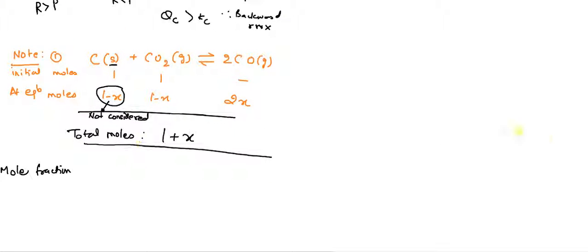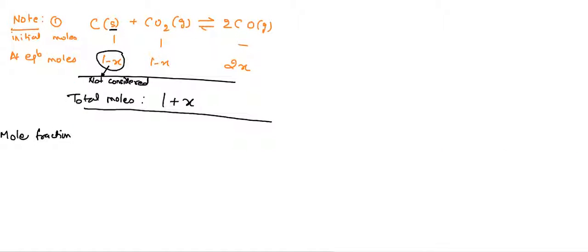Let's understand the mole fraction concept. For mole fraction, this is again remaining 0 for the solid. This is going to be 1 minus x upon total. Obviously, what is mole fraction? Number of moles present divided by total number of moles at that stage. As you can see, we are not considering the solid. This is very important here. It's going to be 2x upon 1 plus x.